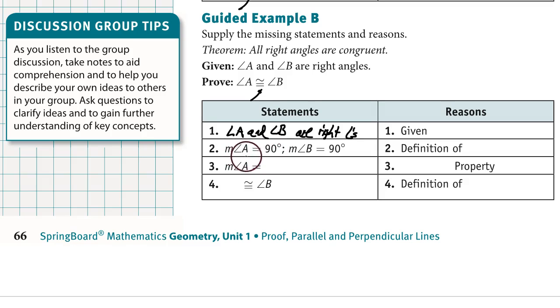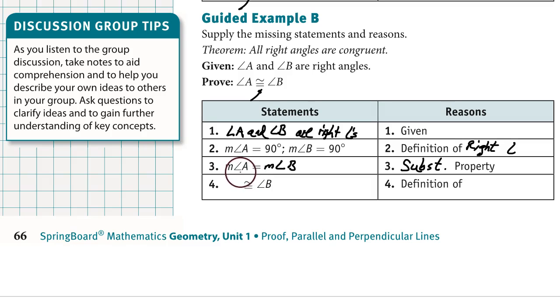So notice it says the measure of angle A is 90 degrees, the measure of angle B is 90 degrees. That is the definition of right angle. That's what it means to be a right angle, that the measures equal 90. Notice for the third step, if angle A is 90 and angle B is 90, what's a natural thing to say about those two angles? We can say that their measurements are equal to each other. That is the substitution property.